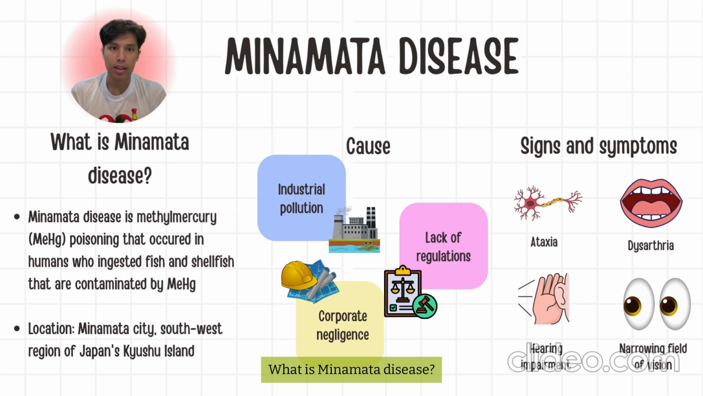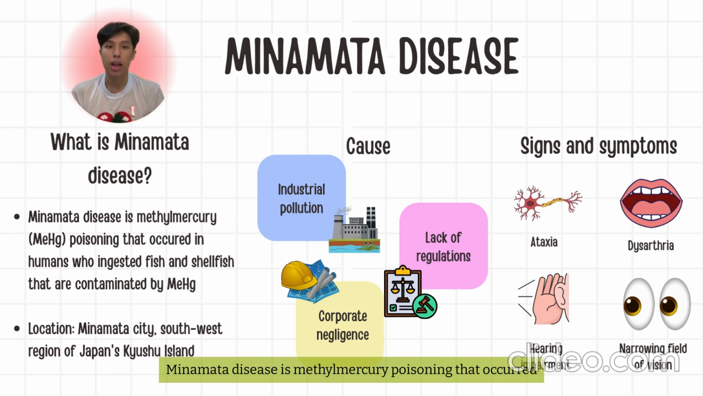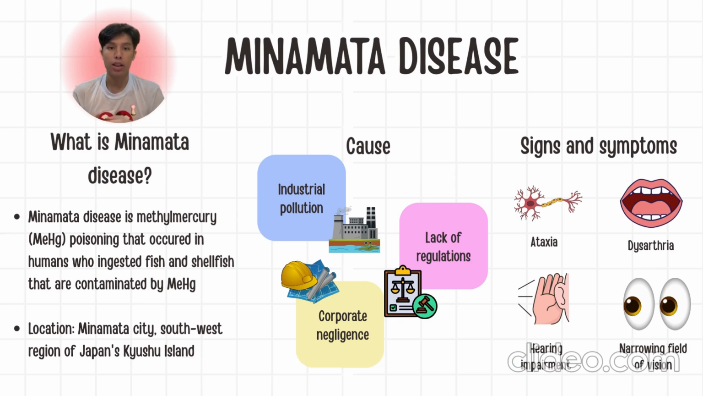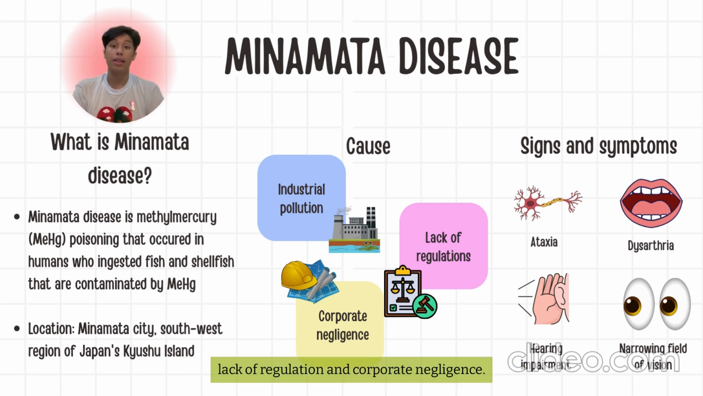What is Minamata disease? Minamata disease is methylmercury poisoning that occurred in humans who ingested fish and shellfish that are contaminated by methylmercury. And the location of the Minamata disease is at the Minamata city, southwest region of Japan Kyushu Island. And the cause of Minamata disease is industrial pollution, lack of regulation, and corporate negligence. And next, I will proceed with the signs and symptoms of Minamata disease.